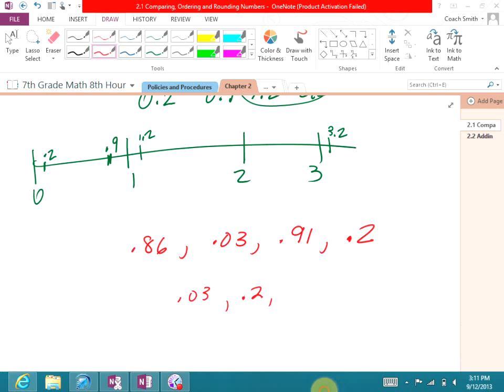Okay, .03, .2, then what? No. So not .91, what would have to be next? We've used those two. Yeah. .86, .91. Okay? No, that's a decimal.